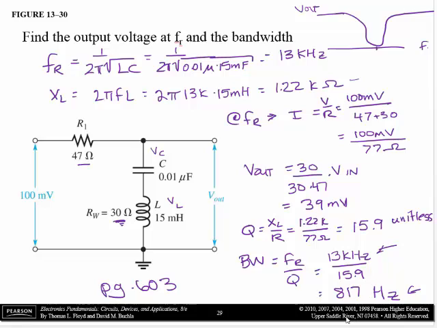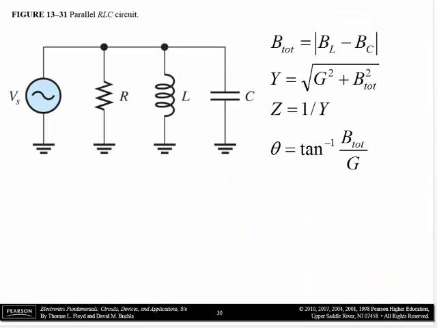I think that's all for this lecture, so we should go to the lab next time, or actually when I get back we'll start the parallel RLC circuit. Very similar to how we did parallel RL circuits and parallel RC circuits, but you'd have to find a susceptance total. So that's your sneak preview. Okay, off to the lab.